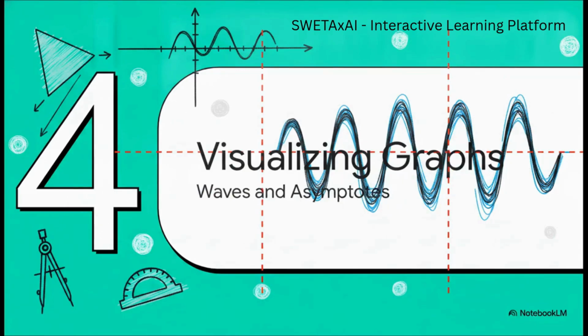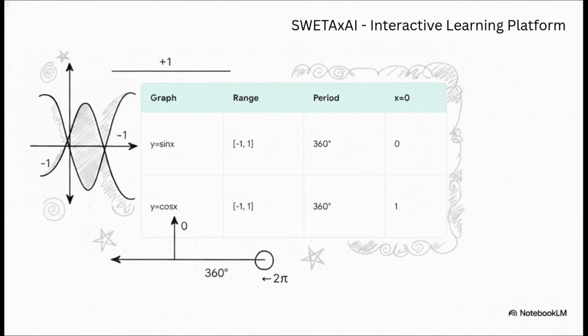Let's shift gears to part 4, visualizing trigonometric graphs. Welcome to the world of waves and asymptotes. Taking things off the triangle and onto the Cartesian plane reveals the continuous, flowing, wave-like nature of sine and cosine. Honestly, they are basically identical twins. They both bounce between -1 and +1, and they both complete a full cycle every 2 pi radians. The only real difference is their starting block. At x equals 0, the sine wave starts at 0, while the cosine wave starts right at its peak of 1.